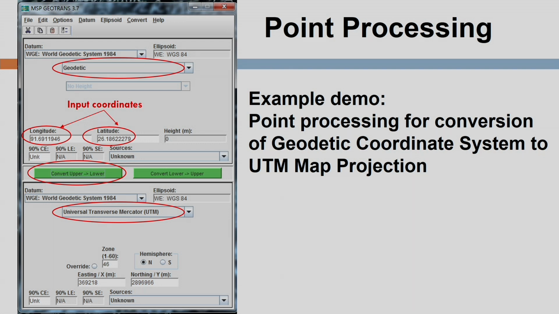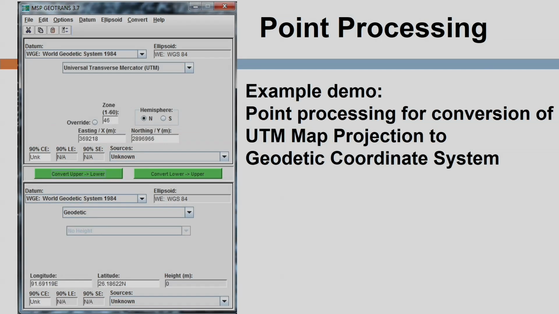By doing this, you will get your answer here. So now you have coordinates in the UTM map projection. Surprisingly, in the output and input we have the same datum, that is WGS84, and so we are saying this is the coordinate transformation in the map projection. That means we are not doing any datum transformation now.